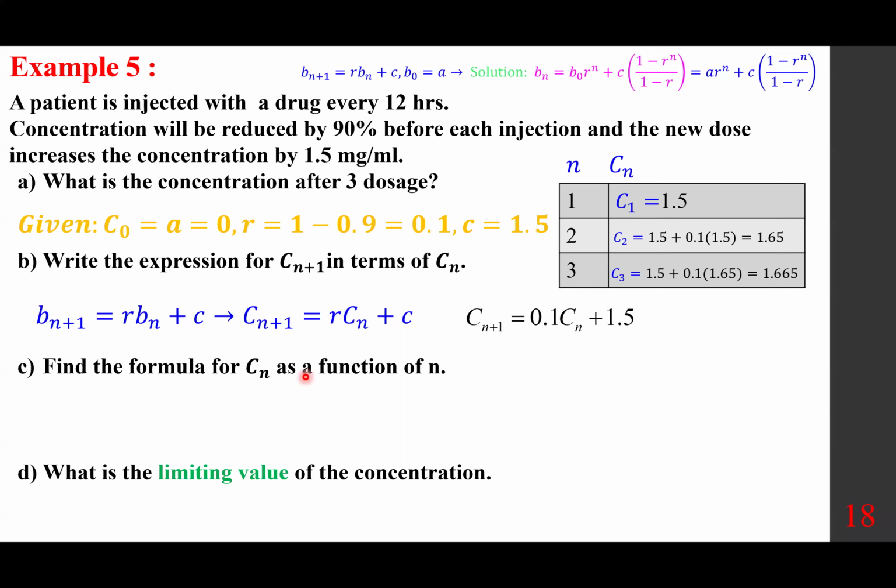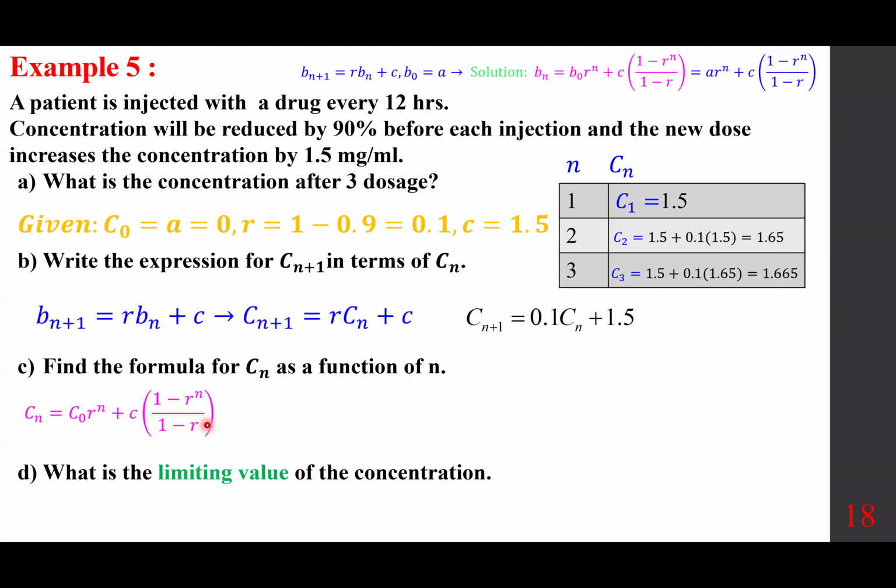Find the formula for C sub n as a function of n. We want this one, so I'm going to write this one and change the B to capital C. So C sub n is C sub 0 r to the power of n plus lowercase c. Please don't mix them up. The reason we use capital C is because they said so here. Lowercase c, 1 minus r to the power of n over 1 minus r.